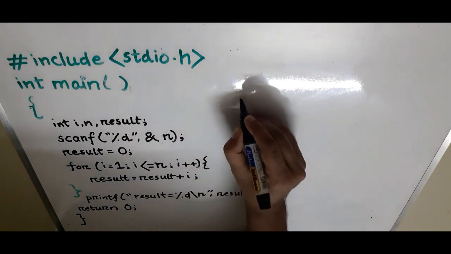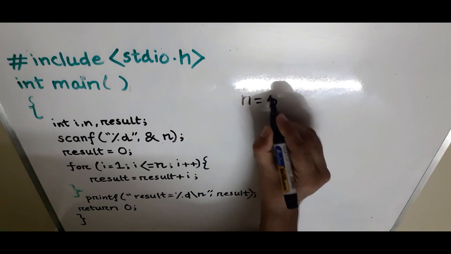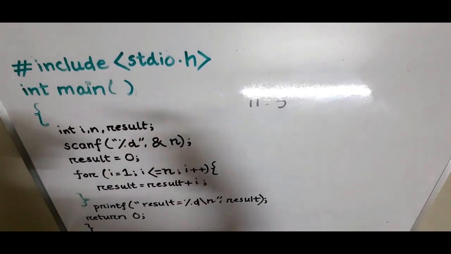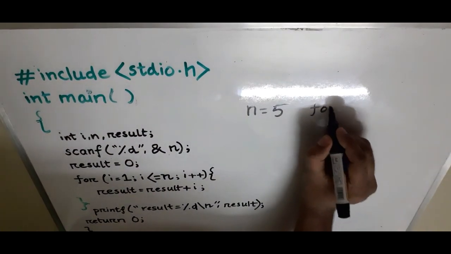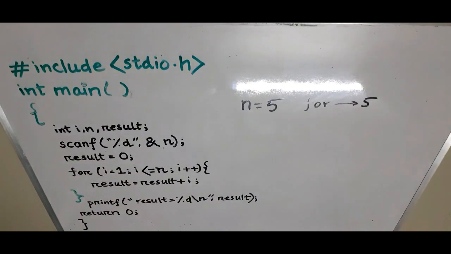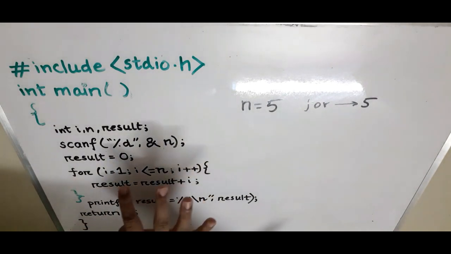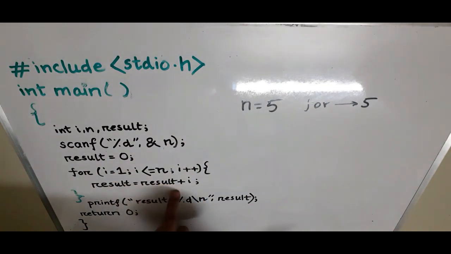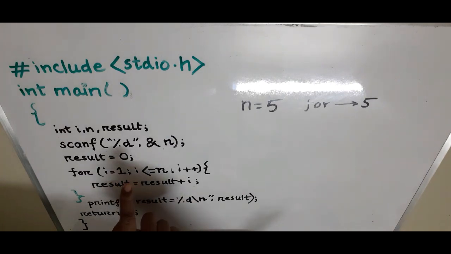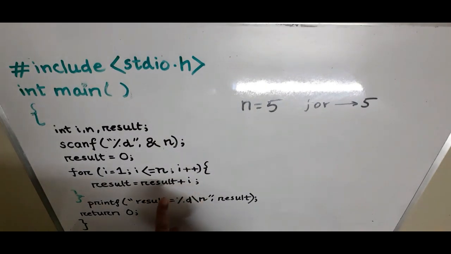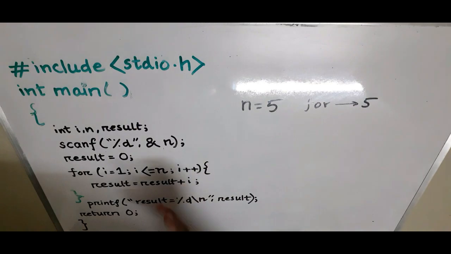If we have a value of, let's say, n equals to 5, this loop will perform this looping 5 times, right? This for loop will operate 5 times. And inside this for loop, what's happening? We are adding the value. So initially we have this value, the result, right? The value of this one is 0. So every time this I is being added with the result.